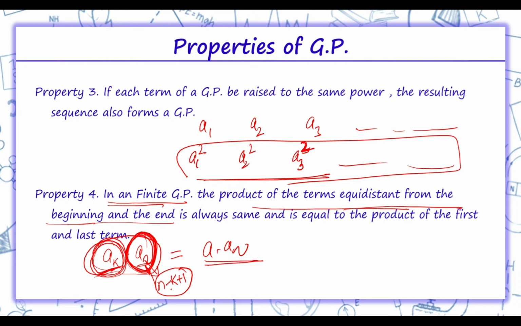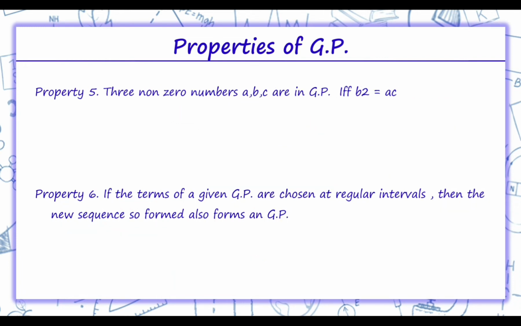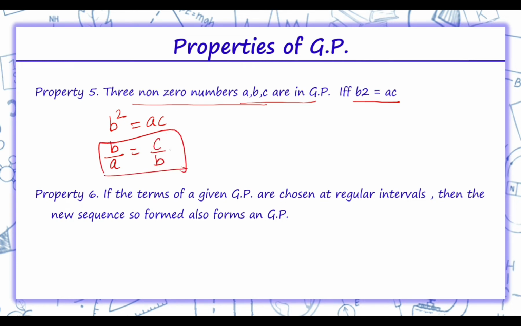Coming on to the next property, it says three non-zero numbers A, B, C are in GP if B square is AC. Now we know B square is AC, so we can write B by A is equal to C by B. So if B square is AC, then A, B, C are in GP, and the vice versa is also true, that is, if A, B, C are in GP, we can write B square is equal to AC.